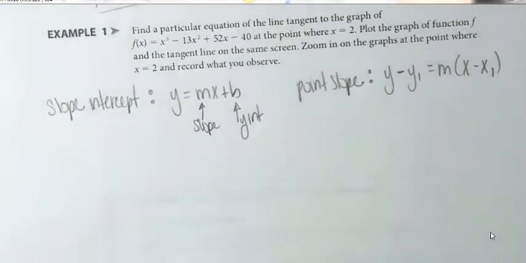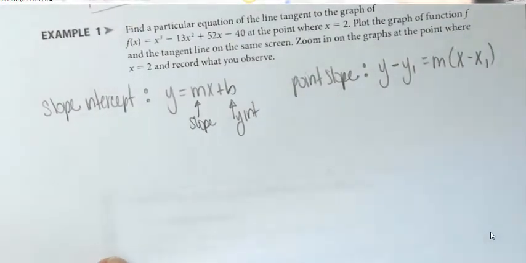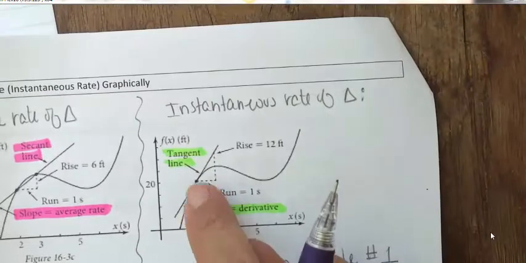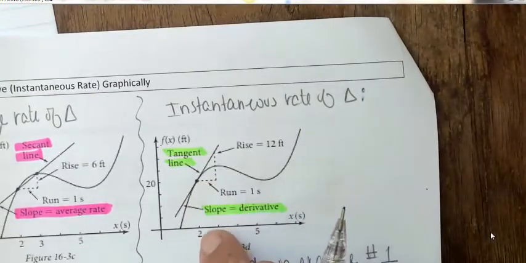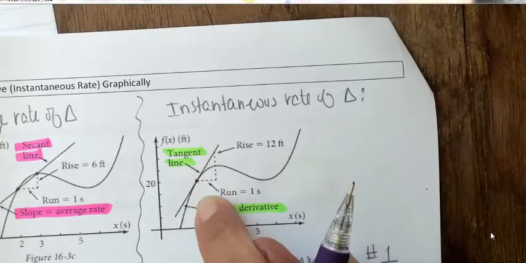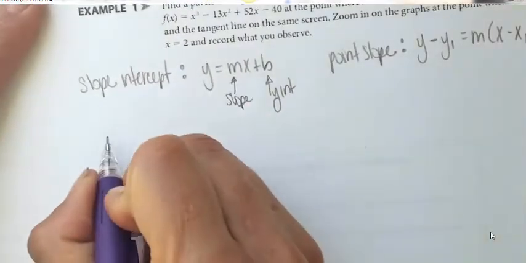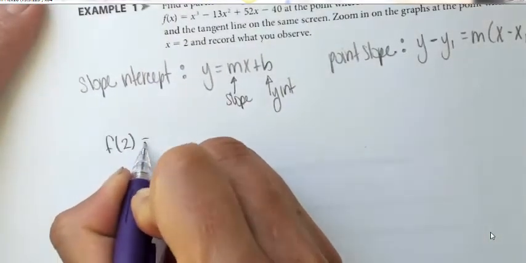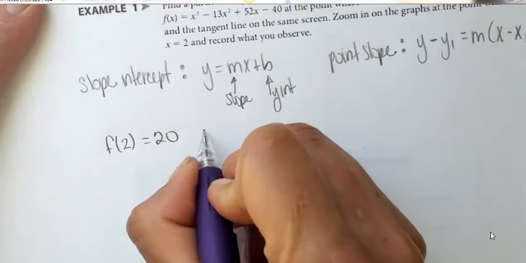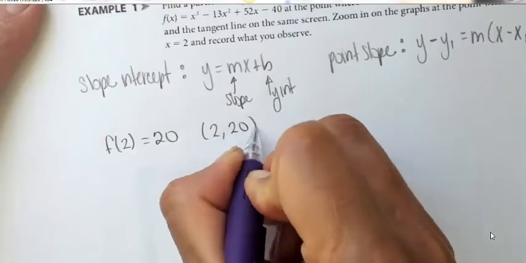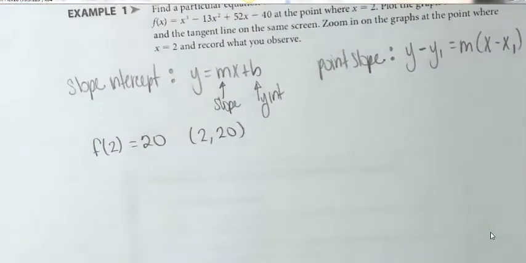So, for both of these, let's see. The point that we know, I'm going to keep going back to this graph. The point that we know is that we care about when x equals 2. Well, when x equals 2, we already know that f of x equals 20. So I know for a fact that f of 2 is equal to 20. Or in other words, I have this point (2, 20) that's going to be on the tangent line.